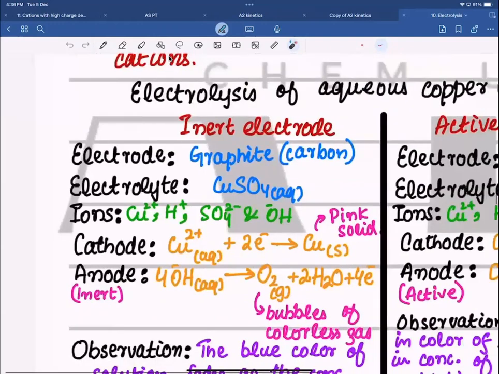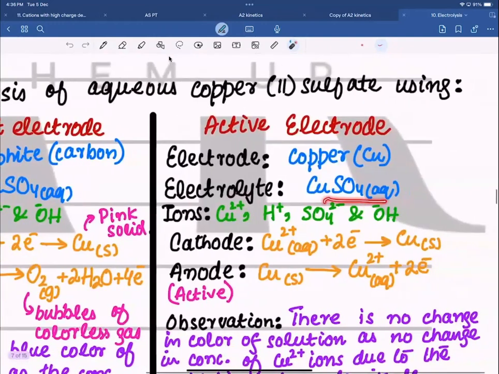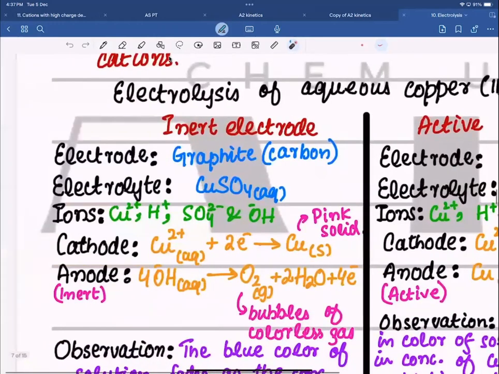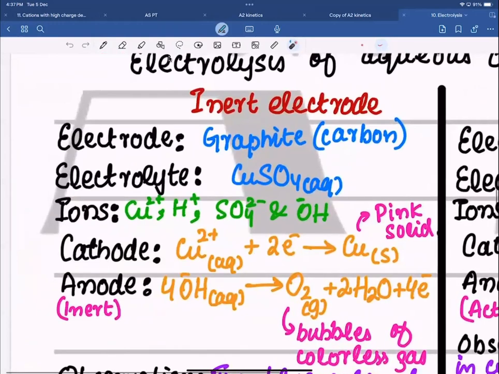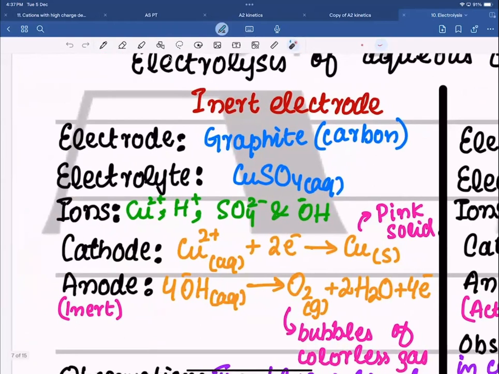Okay. So here there is aqueous copper sulfate, so the same thing is going to happen: there are going to be four ions, two ions of the electrolyte and two ions from water. Okay. Now, this is the case that we have been discussing in the previous two or three classes. So see, the positive ion is going to be reduced at the cathode. Now we have two positive ions.